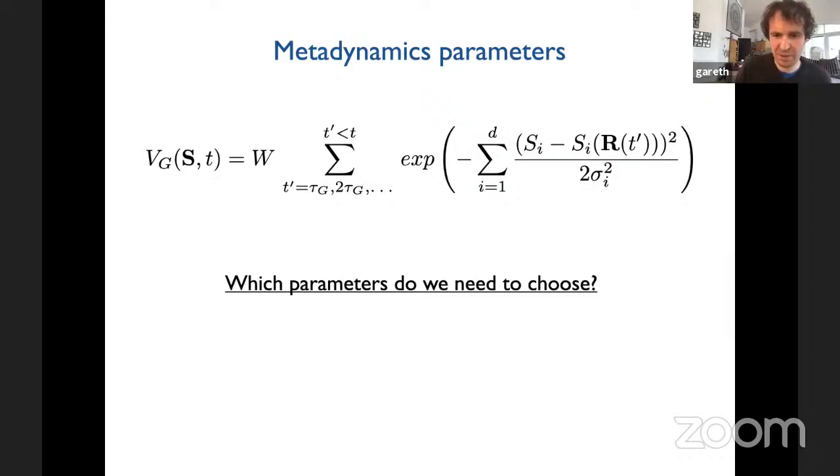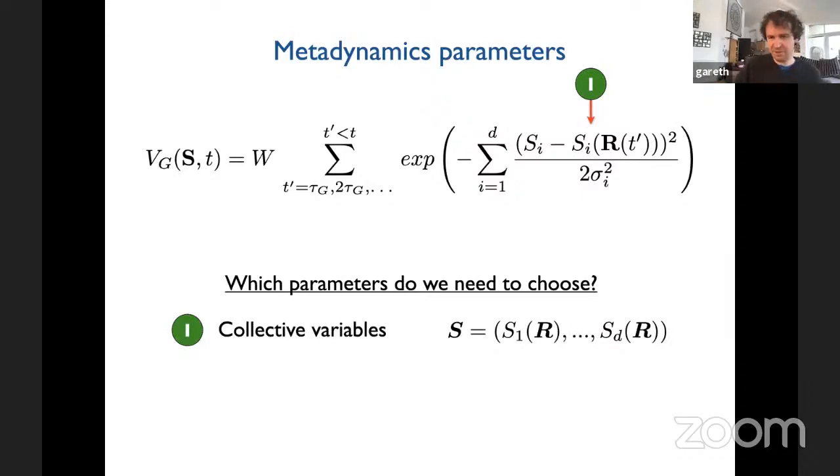So what parameters do we need to choose in order to use this? The first one is that we need to choose our CVs, the appropriate collective variables to use for the particular problem. And this is the most difficult and also the most important choice that you make. So you need to pick a small number, and these need to distinguish between the various basins, and they also need to not have too many barriers in orthogonal degrees of freedom.